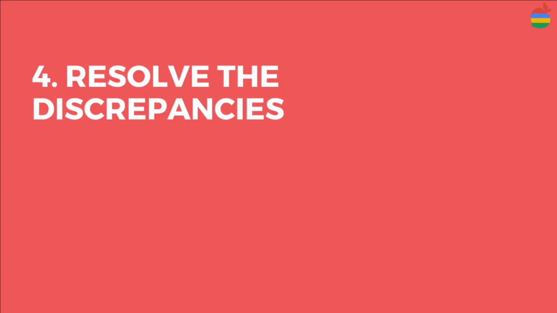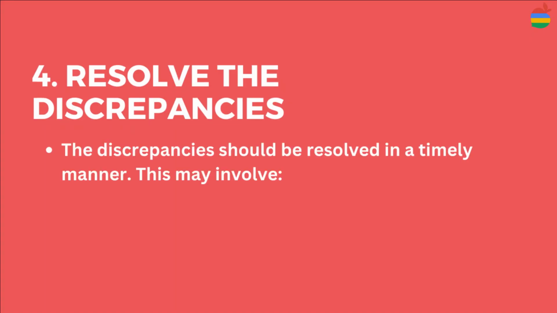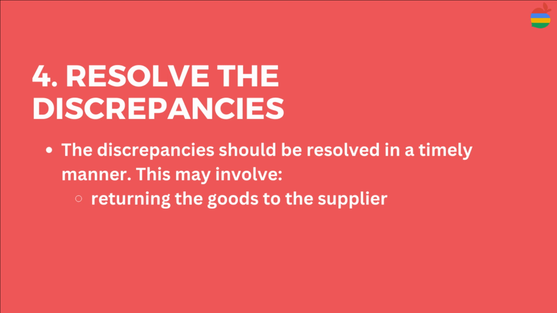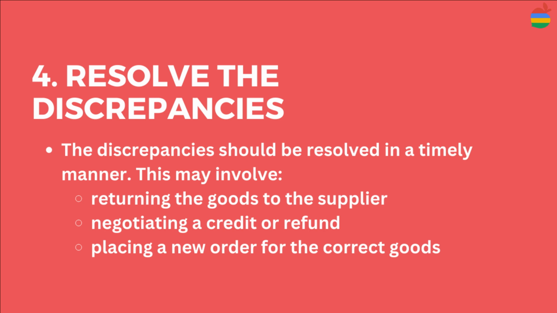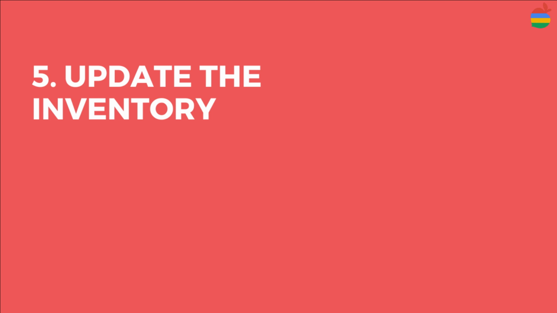Number 4, resolve the discrepancy. The discrepancy should be resolved in a timely manner. This may involve returning the goods to the supplier, negotiating a credit or refund, or placing a new order for the correct goods. And the final point is, update the inventory.